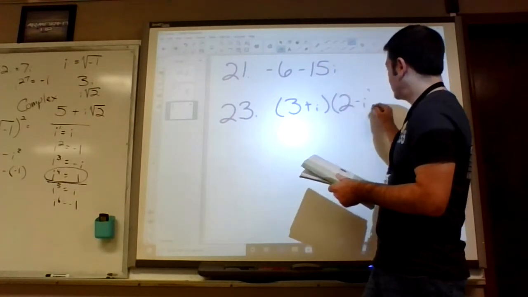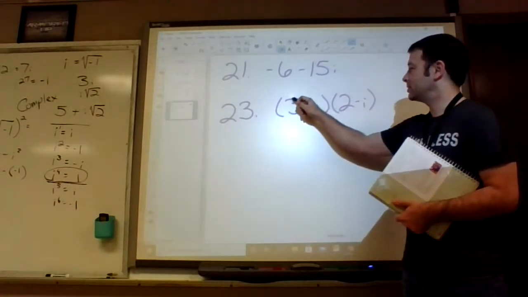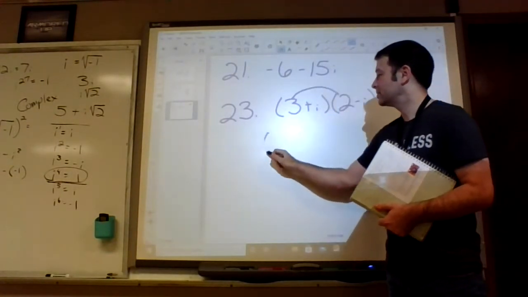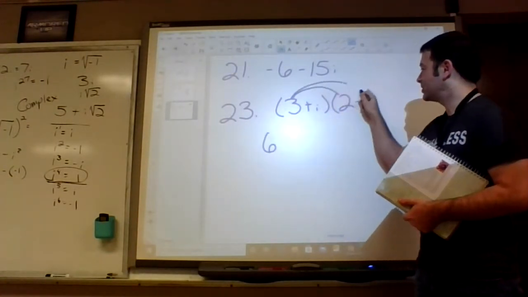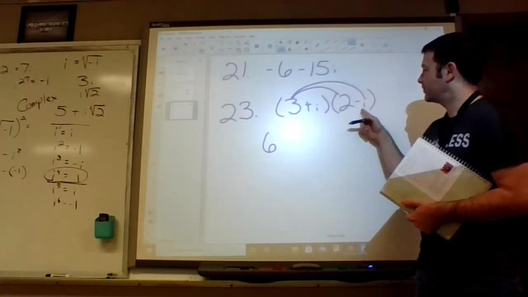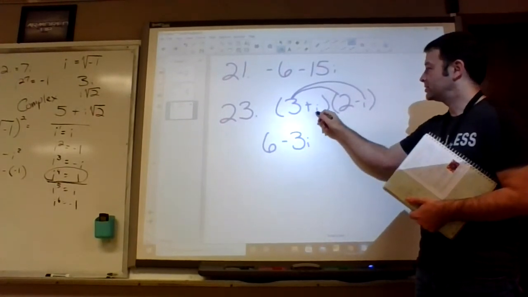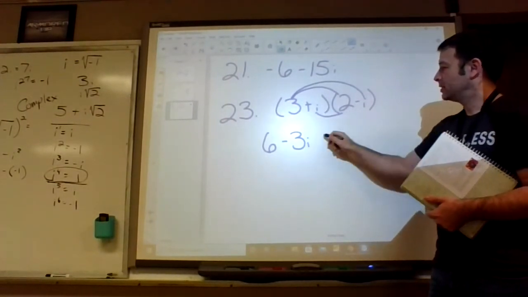So we will have to do i times i on this. What's the first going to be? 6. What's the outside going to be? -3i. What's the inside? Plus 2i.